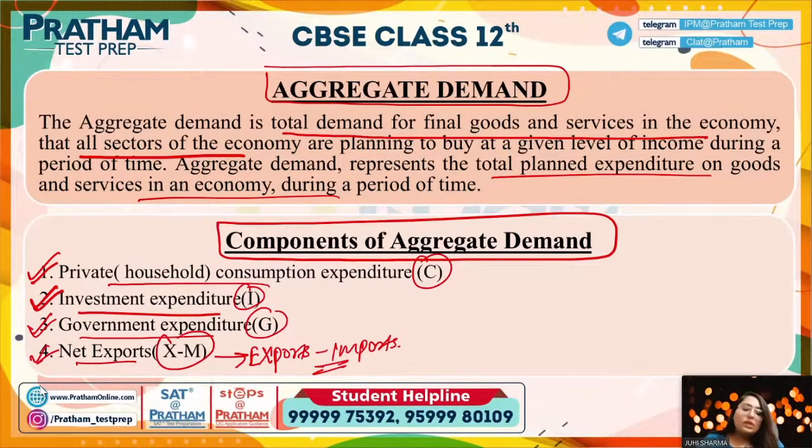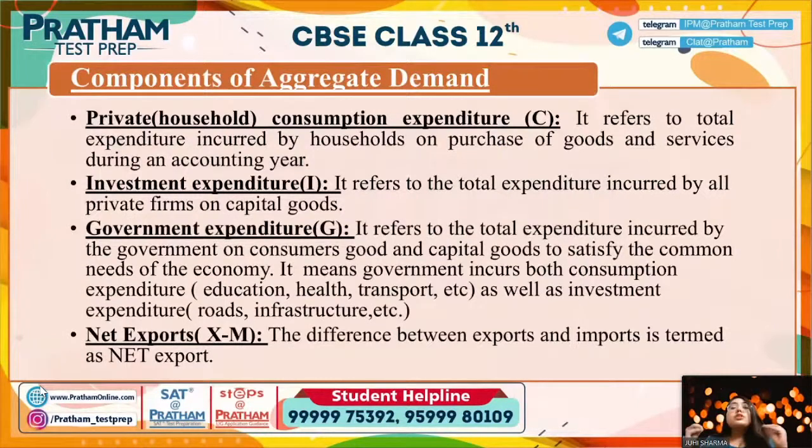Because what if the question comes on the components, you should be able to answer not in just 30 to 40 words, but a good answer of 80 to 100 words too, right? So when I talk about the components of aggregate demand, I've told you that there are 4 components of aggregate demand. Total आपके 4 components होते हैं, ठीक है?